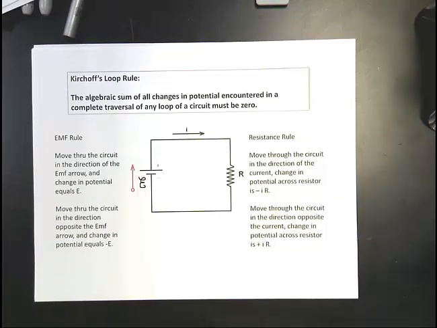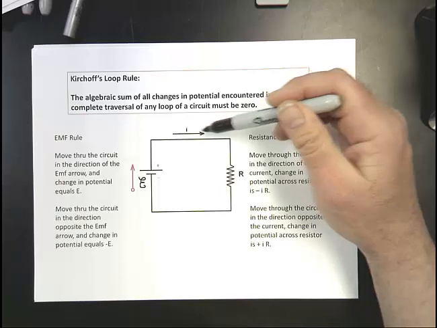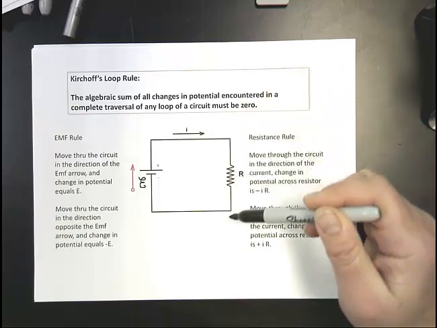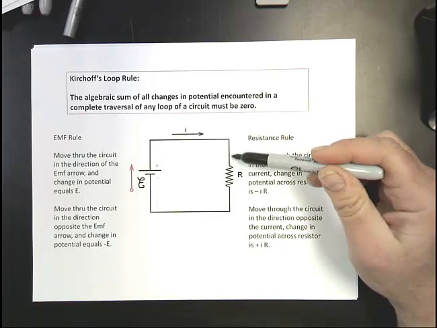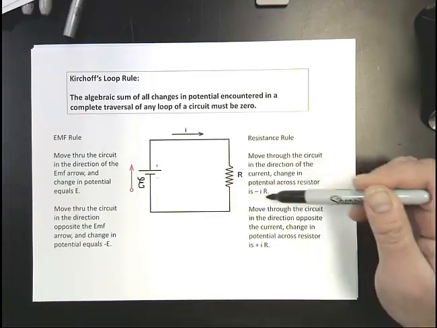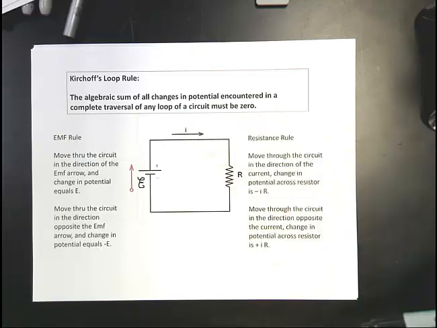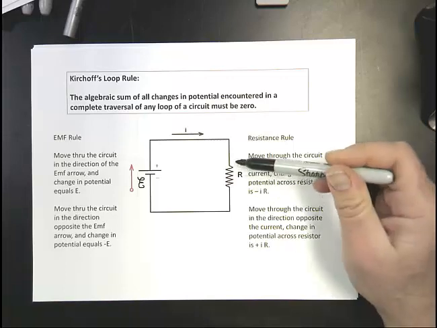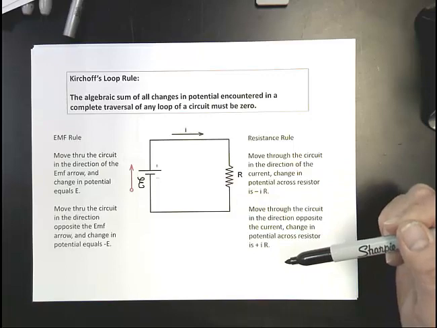The resistance rule. As I go through the circuit, if I move in the direction of the current, it represents a drop in potential. So we see a potential drop here. So we would write into our equation negative IR, where I is the current, R is the resistance. V equals IR is Ohm's law. So a potential drop of IR is what occurs here.